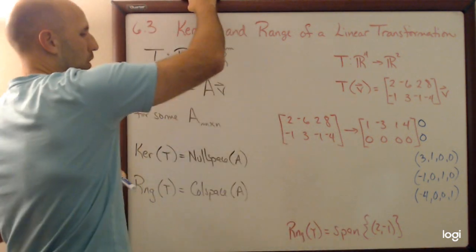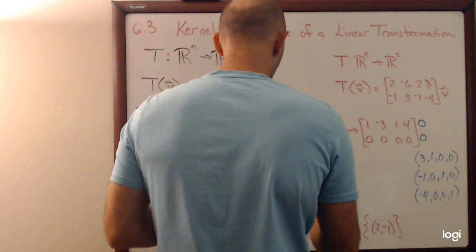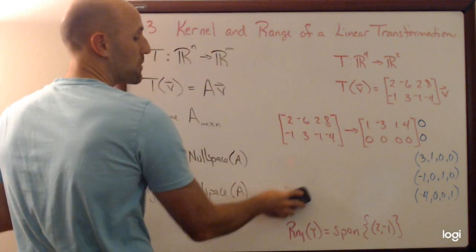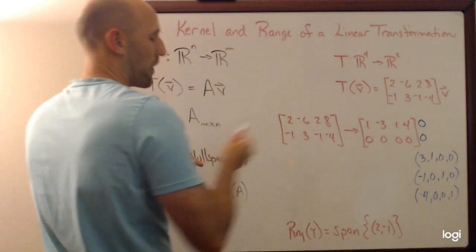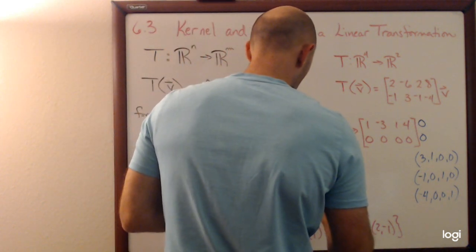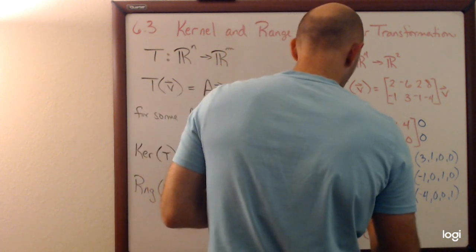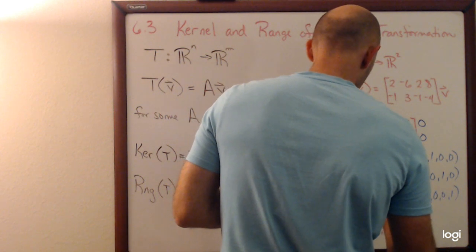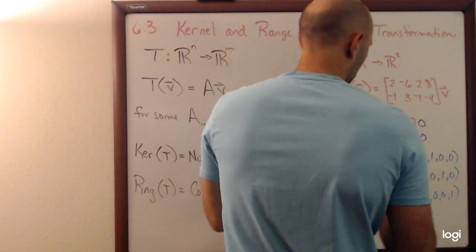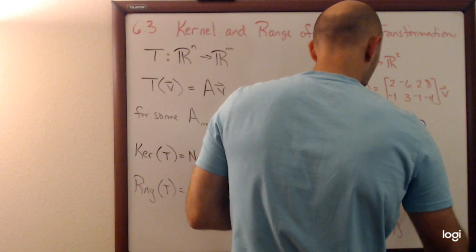I'm going to write down my null space just because I want to draw your attention to one more thing before I move on and do maybe a more interesting example. Not null space, sorry. That is my null space, but that wasn't what I was trying to find. I was trying to find the kernel of this, right? Okay. So the kernel of T, that's the span of, again, that list of vectors, 3, 1, 0, 0, negative 1, 0, 1, 0, and negative 4, 0, 0, 1. Perfect.